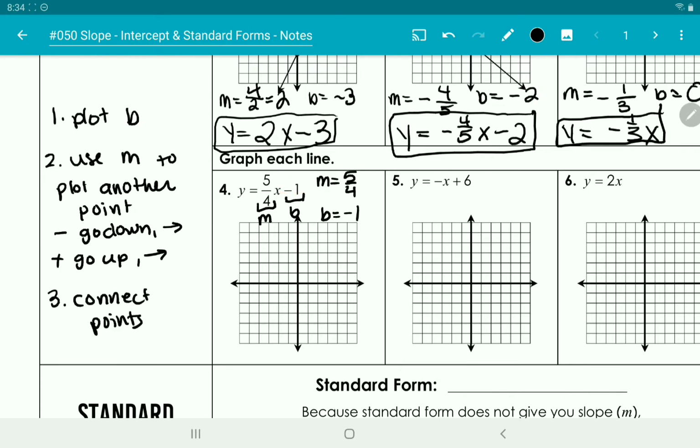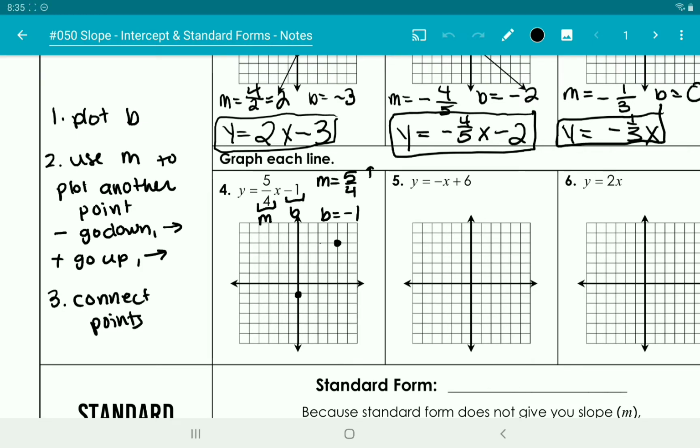Okay, so again, first we're going to plot b, so we're going to go from the origin, we're going to go down 1, because it's negative, we're going to go down that many, and then there, we're going to use m to plot another point. So again, if m is negative, it's positive. So we're going to go up first, and then we're going to go right. So we're going to go up whatever's on the top. So up 5, 1, 2, 3, 4, 5, and then to the right 4. 1, 2, 3, 4, and that's where the point's going to be.